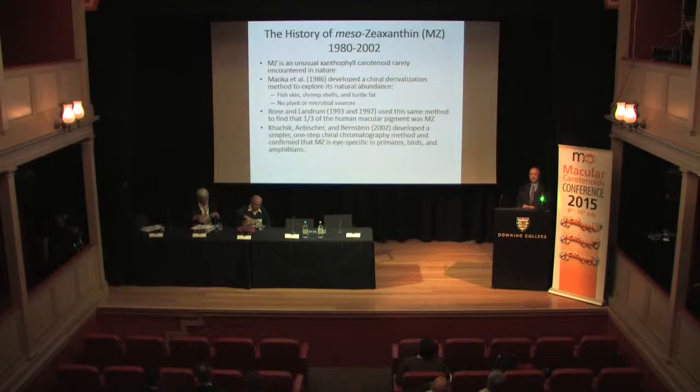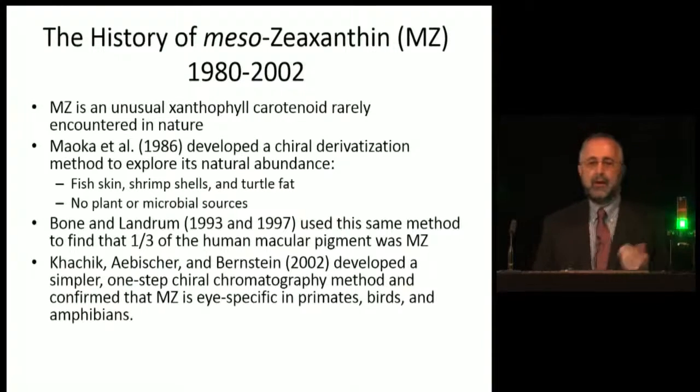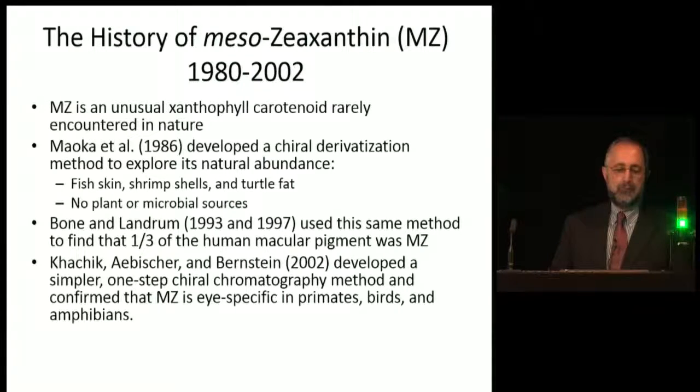So we've heard a little bit today, actually quite a bit today, about the history of mesozeaxanthin, and we heard an excellent talk from George here. And I'll reiterate a few things of the history of mesozeaxanthin. We know that mesozeaxanthin is a very unusual xanthophyll carotenoid. It's rarely encountered in nature.